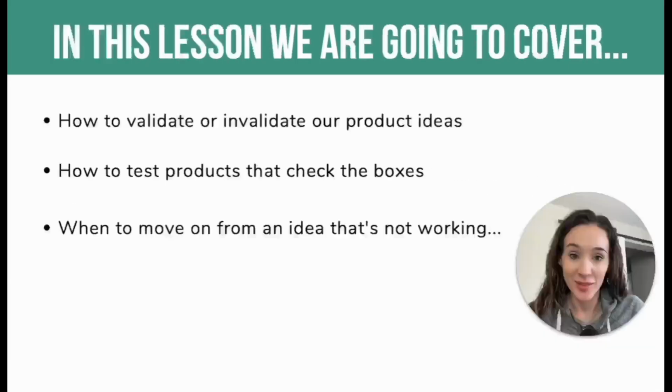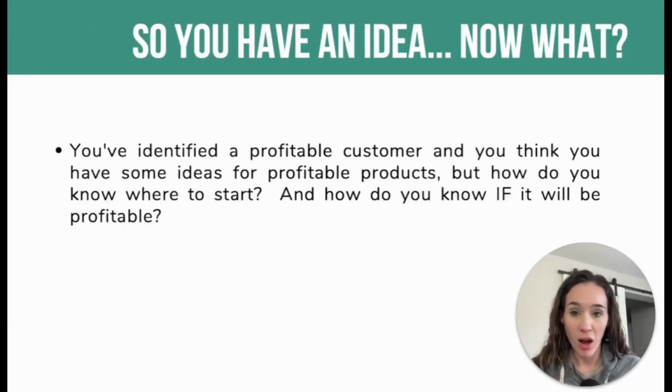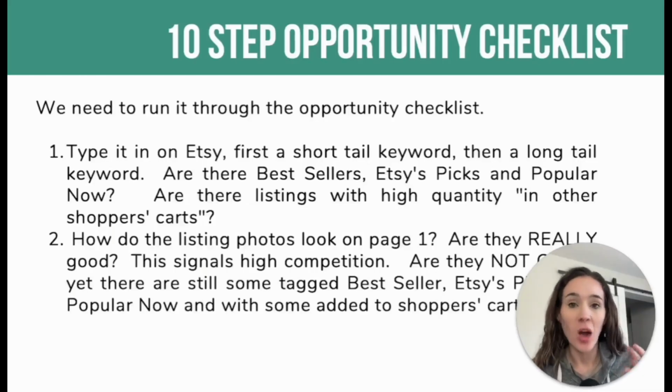So you have an idea. We know back in module 2, we identified a profitable customer, and now maybe we think we have some ideas for profitable products that we want to bring into our shop, but how do we know where to start and how do we know if it will be profitable? I am going to take you through the 10-step opportunity checklist. This is to run your ideas through. So every time you have an idea and you want to vet your own ideas, this is the 10-step checklist to identify if it really is an opportunity or if it's just maybe not worth trying.